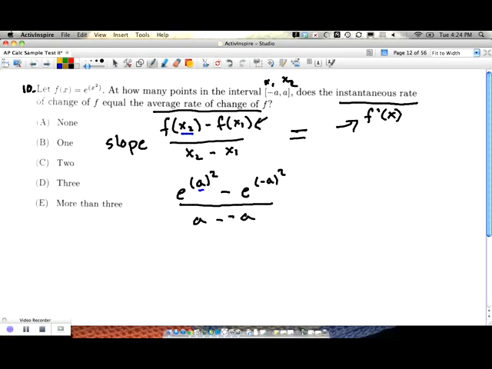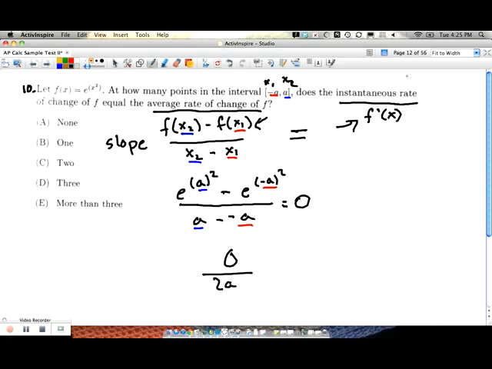I'm getting that from here and here. So I hope you see where these values are coming from that I'm plugging in here. So if I were to simplify that, a minus negative a on the bottom, that's 2a. Simple enough. But on top, negative a squared is the same as a squared. So this is really e to the a squared minus e to the a squared. So these two terms are the same, so that's just going to be 0 when I subtract those. So this equals 0.